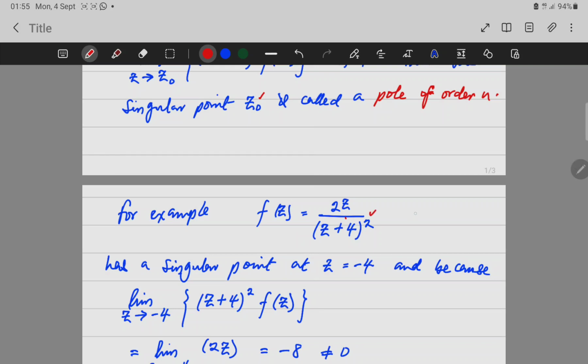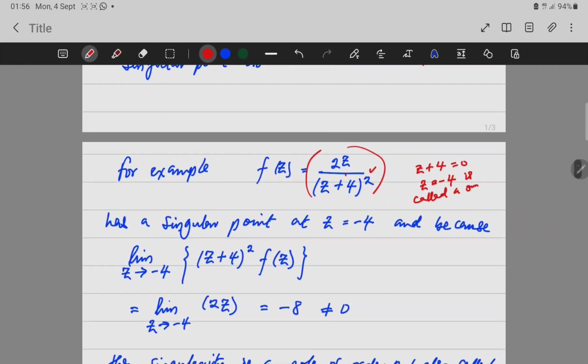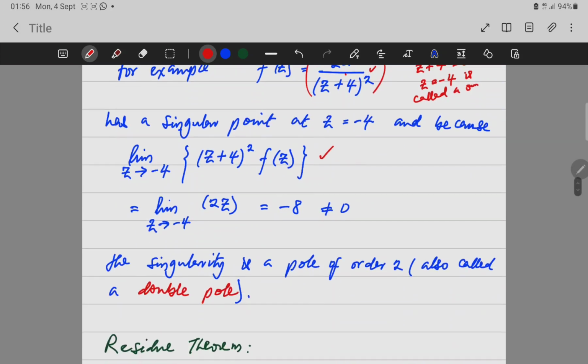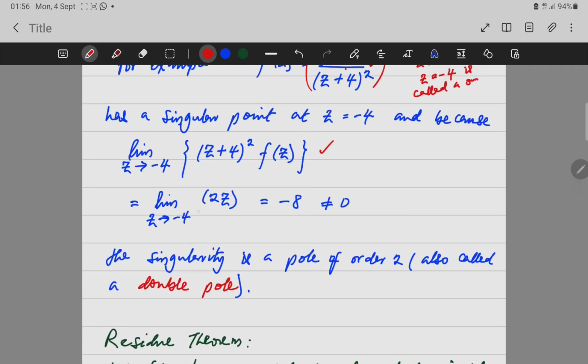We discover that if z plus 4 is equal to 0, the whole of this function is not defined. Therefore, z equals minus 4 is called a singular point. And if you evaluate this limit, z plus 4 raised to power 2 times f of z, we have the limit of 2z as z goes to minus 4.